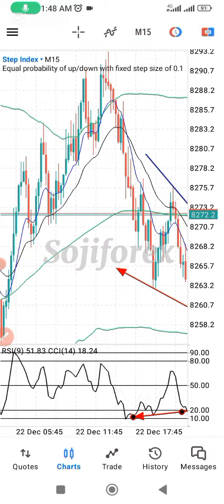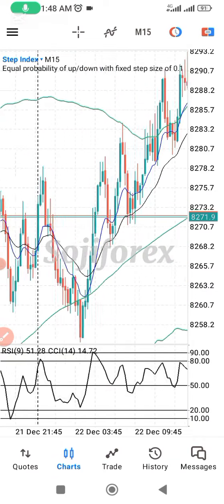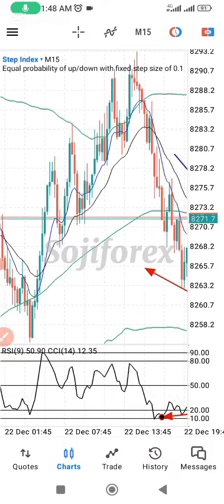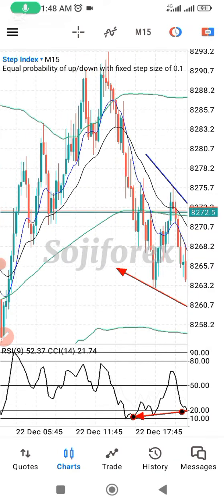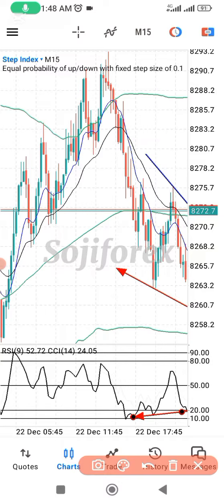Now, the most effective and accurate ones are the ones that happen around our Bollinger Band. So we want to take this trade from our upper Bollinger Band. And look at what happened. This is a divergence.